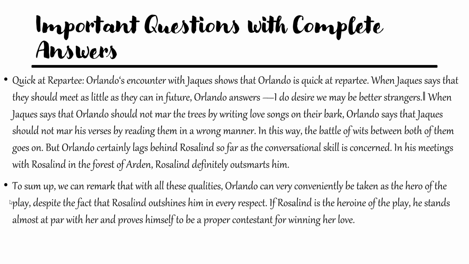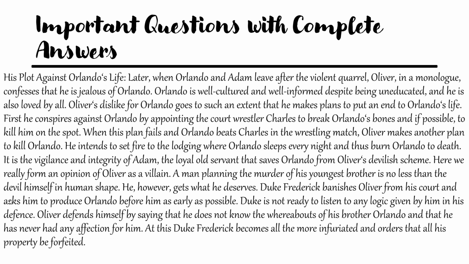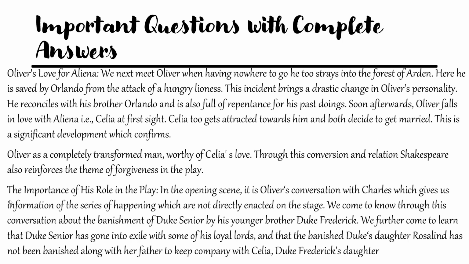Okay, moving to the next question, we have a brief character sketch of Oliver. Next to Orlando, we have Oliver, his brother. So we'll be taking his character sketch then. Then Oliver's love for Aliena, meaning Celia. Then Oliver is a transformed man who is worthy of Celia's love, and Celia also reciprocated. And then the importance of his role in the play.